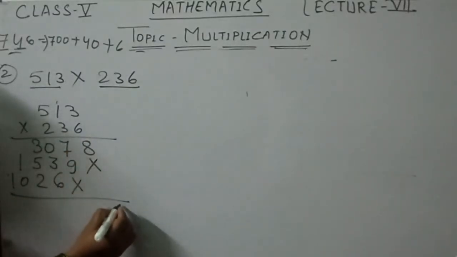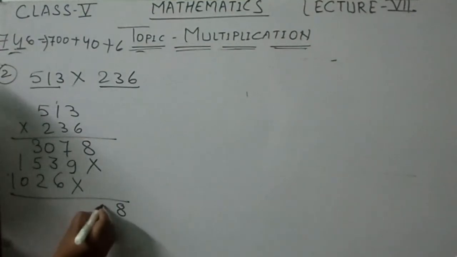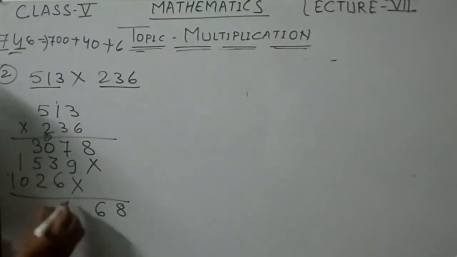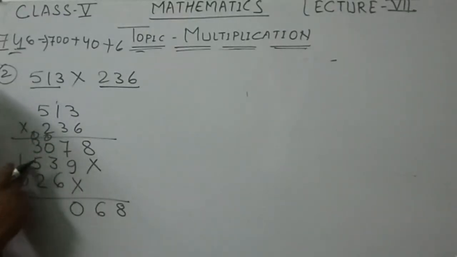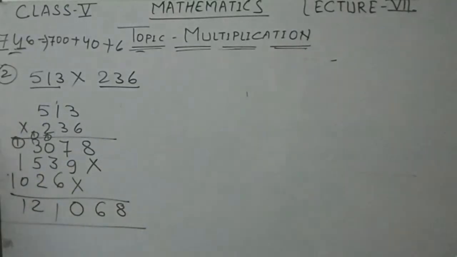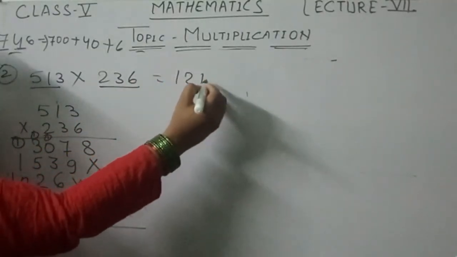8, 9, 7. That is 16. 1 is carry here. 1 plus 3, 4, plus 6, 10, 0. 1 again carry here. 1 plus 3, 4, plus 5, 9, plus 2, 11. 1, 1 again carry. 1, 1, 2. And this means that is your answer: 1,21,068. On the side I will write here 121 and 068.